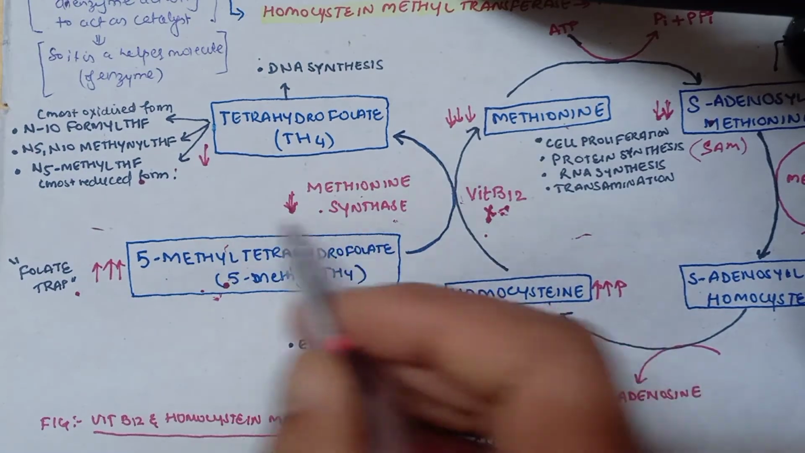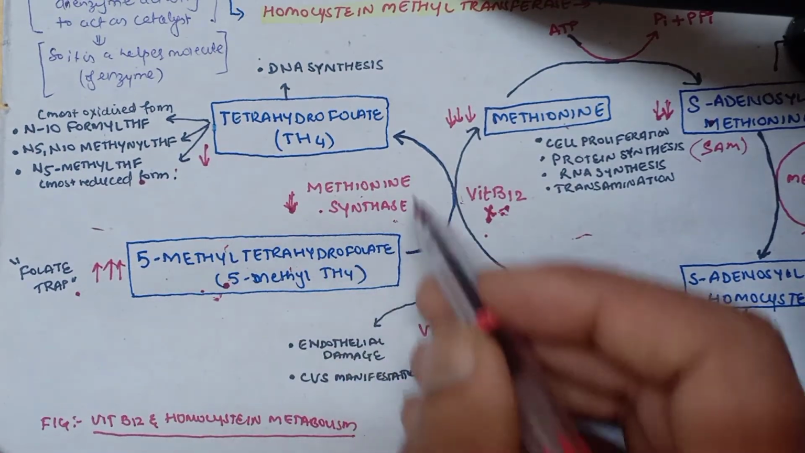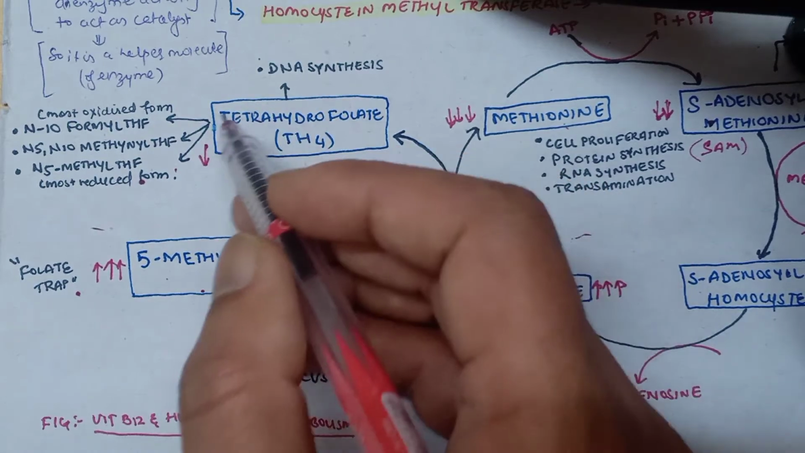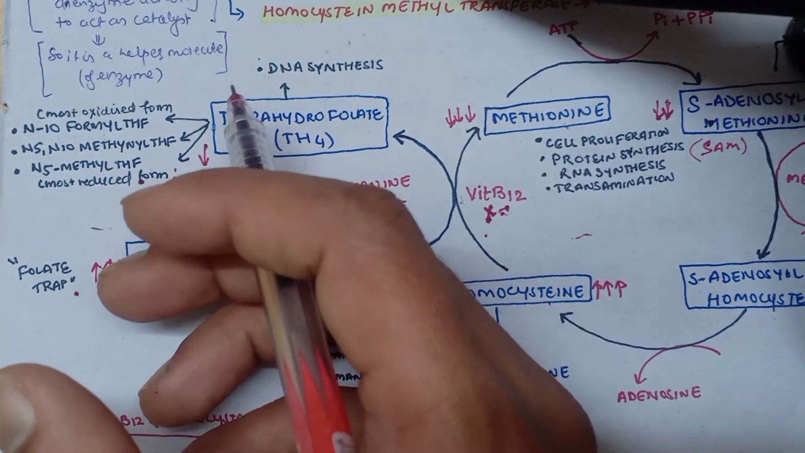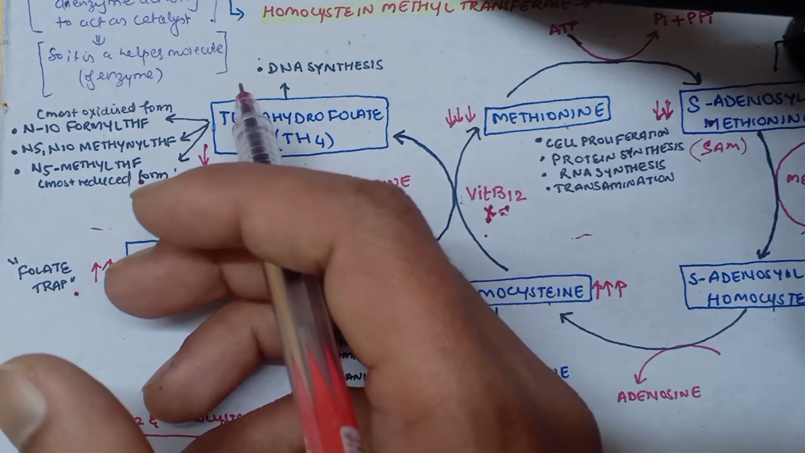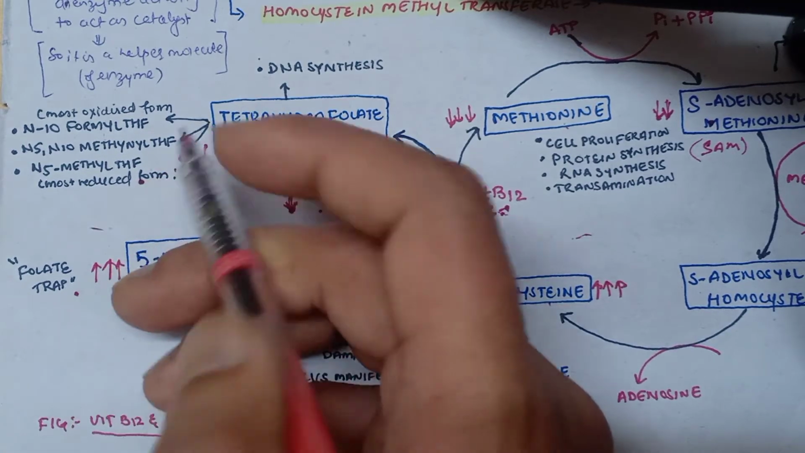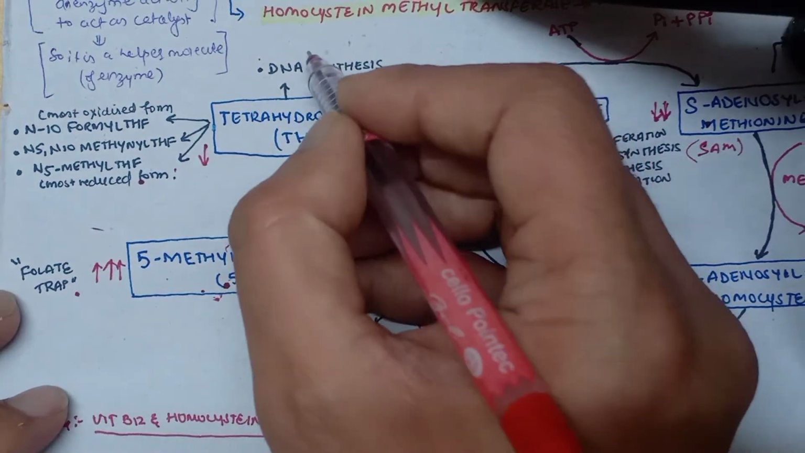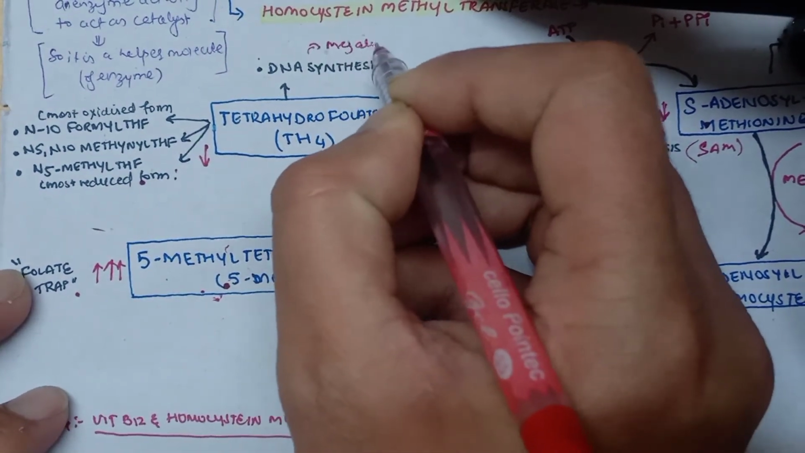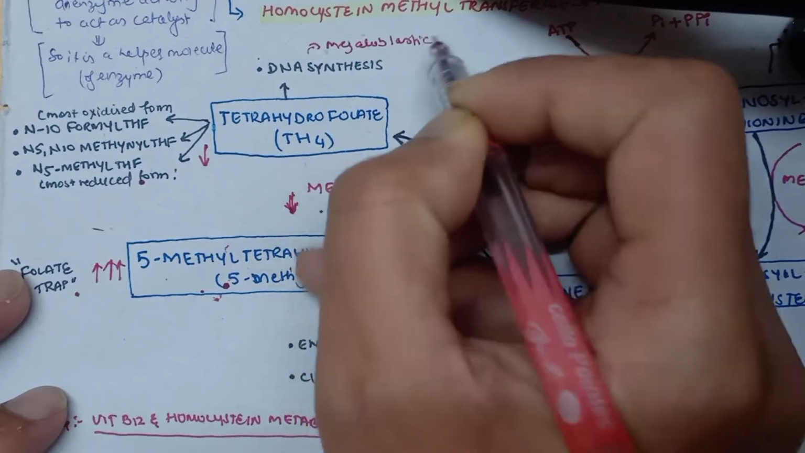So methylated tetrahydrofolate is not getting converted into tetrahydrofolate, and this will lead to a defect in rapidly dividing cells of erythropoietic tissue of bone marrow, leading to megaloblastic anemia.